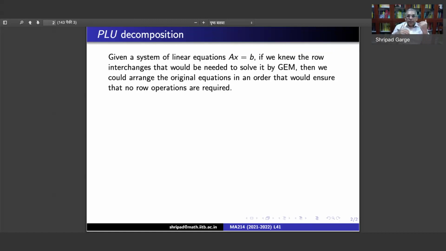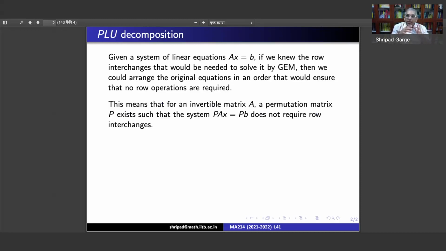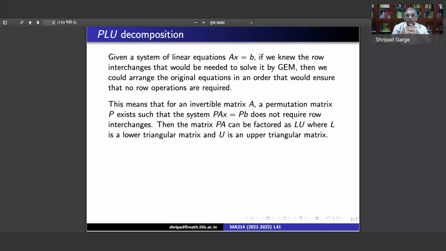So, given any system of linear equations, either you will have to apply row interchange operations or you will not have to apply. If you don't have to apply, then you have an LU decomposition anyway. But if you have to apply, then you could perform those operations already before starting the Gaussian elimination. So what it tells you is that for every invertible A, there is a P, which is the permutation matrix, with the property that PAx equal to Pb does not require row interchanges. And therefore, this PA will admit a factorization as LU, where L is lower triangular and U is upper triangular.